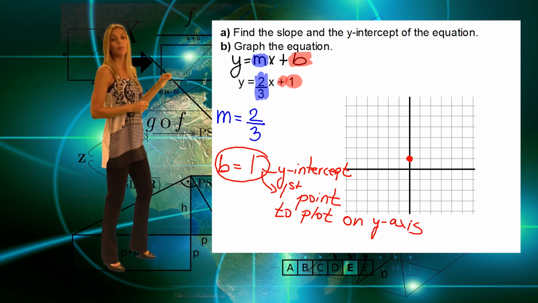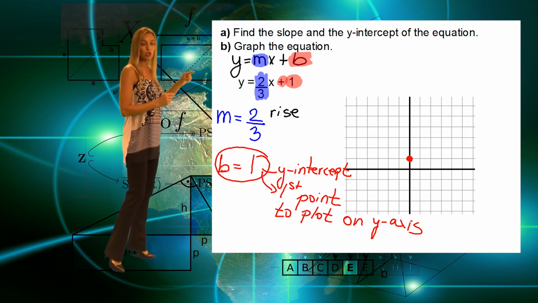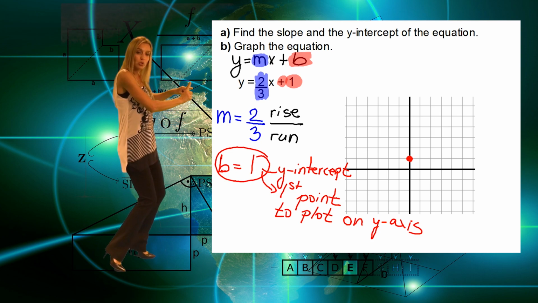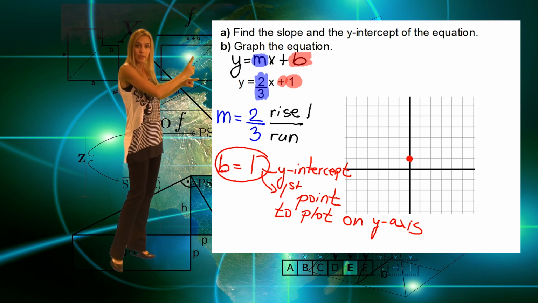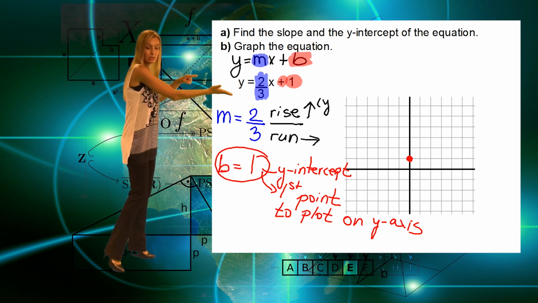From that point, I'm going to follow my slope. And my slope says, from your first point, go 2 units. Which direction? It's positive, right? So I'm going to go 2 units up, and then 3 units over, always to the right.